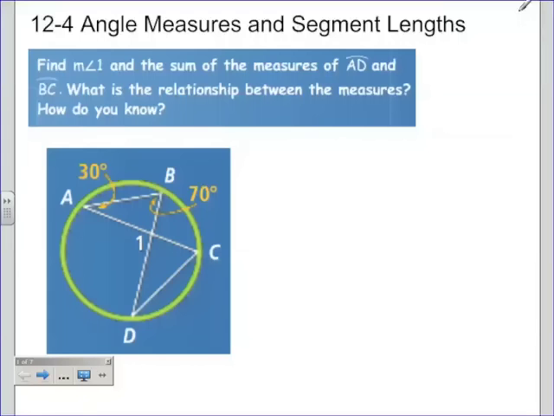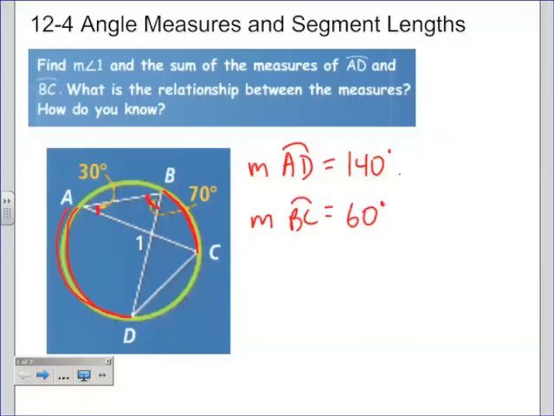Because of what I've previously learned, I know that arc AD is twice the inscribed angle there. So the measure of arc AD is going to be equal to 140 degrees. I'll do the same thing and focus on arc BC. To find the measure of arc BC, I will focus on angle A here. Angle A is 30 degrees, so the measure of arc BC will be twice that, which is 60 degrees. So I know automatically the sum is going to be 200 degrees.